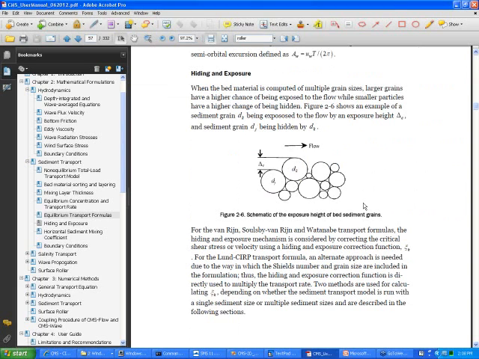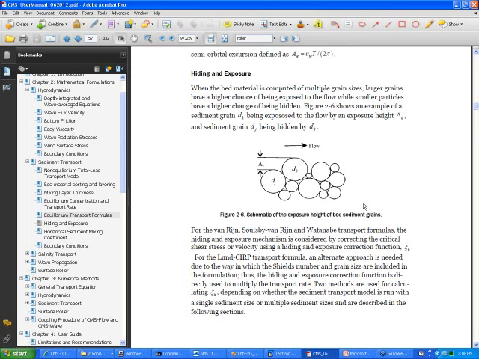When you have multiple grain sizes, what happens is the larger grains tend to shelter the smaller grains from the flow, and also keep them from going up into suspension. As you can imagine, they're trapping them. And that's what we call the hiding effect. So the larger grains hide the smaller ones.